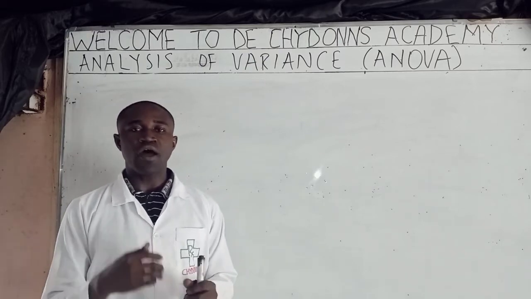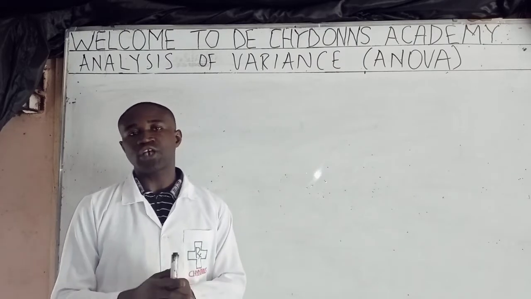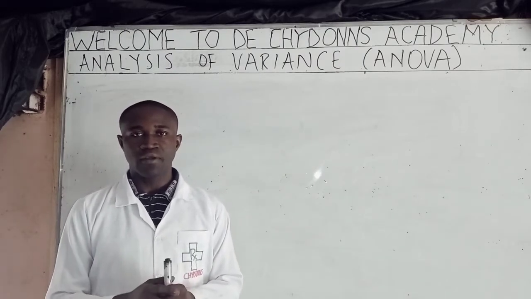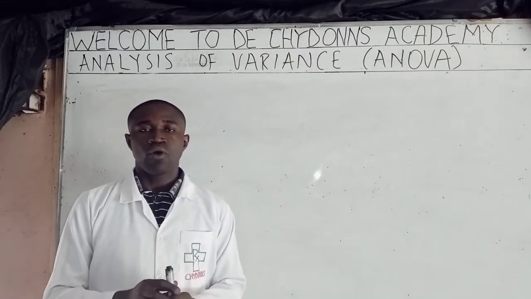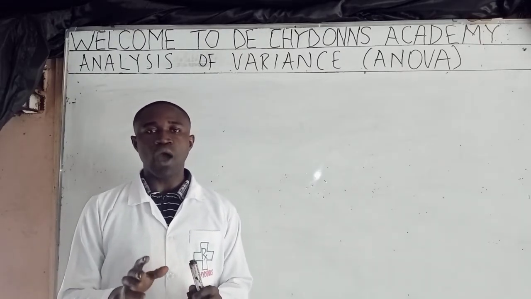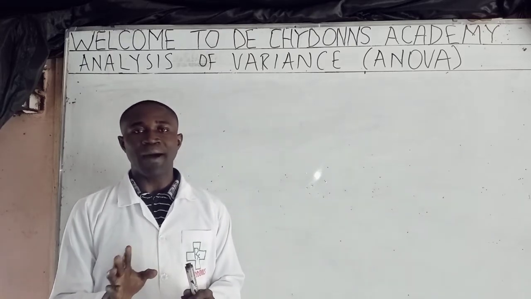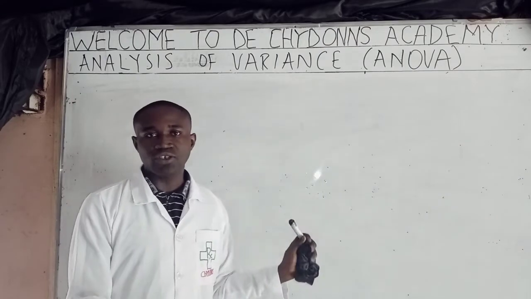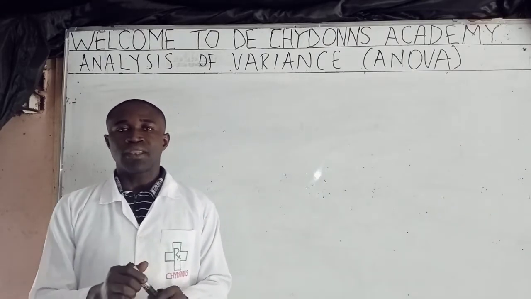In the video before this, we saw what ANOVA simply means and some definitions of terms on ANOVA. Now I want to go into one-way ANOVA. We want to see what one-way ANOVA is all about. This video will be in two parts: what one-way ANOVA is all about, and the next one, calculation under it.